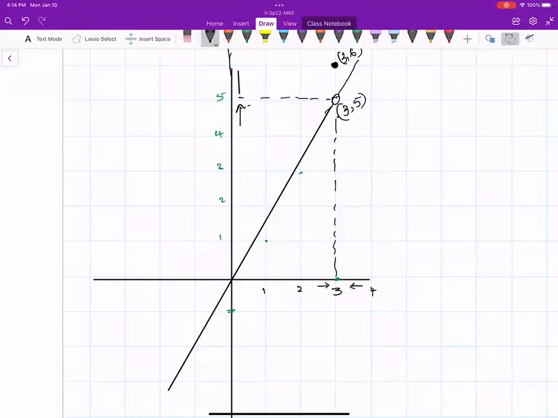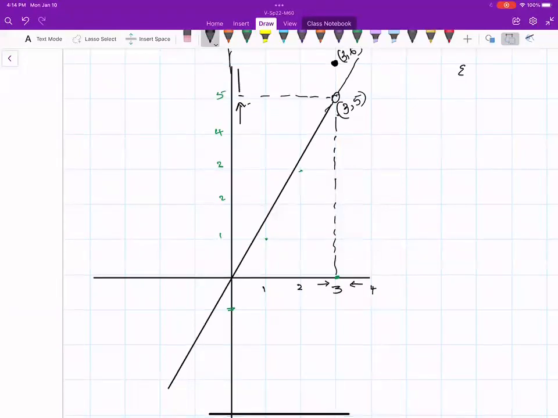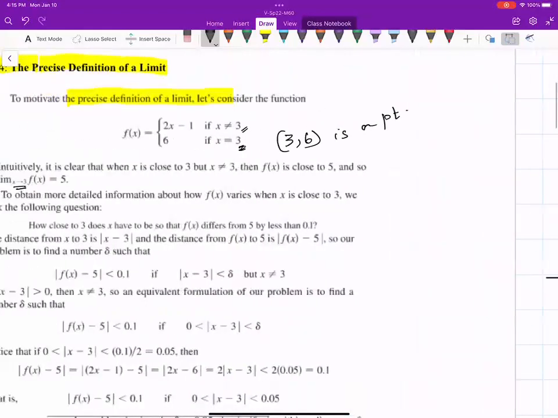So we call the difference between f of x and 5 epsilon. We use the letter epsilon for that. And then knowing that f of x has to differ from 5 by, say, 0.1, how close should x be to 3? So what is the difference between x and 3 on the x-axis, which we call delta? Okay, this is what we need to find out. This is something that will be given. Okay, so let's see here.